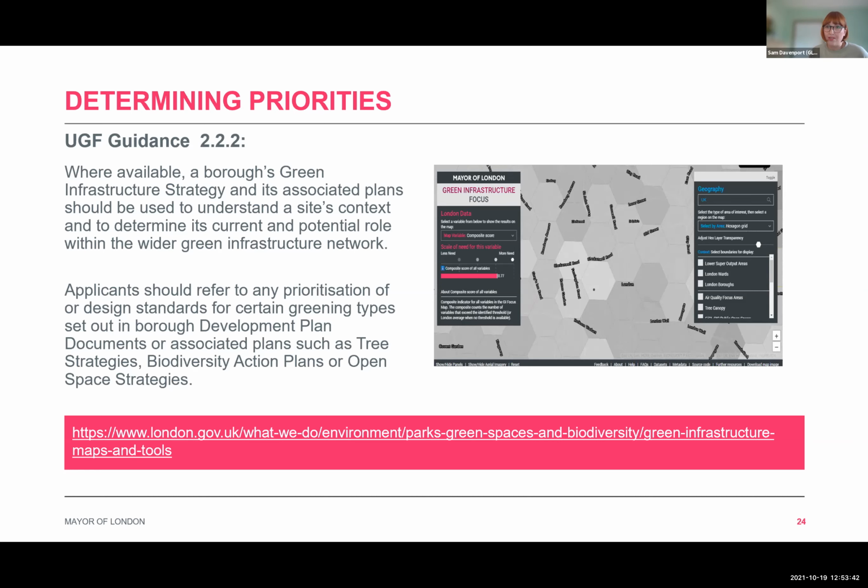or open space strategies. We've also published a number of data sets and tools that can help to make decisions about priorities, including our green infrastructure focus map. And this brings together a range of environmental and social data sets and highlights where there is more or less need for green infrastructure interventions and the kind of green infrastructure interventions that would be most relevant in a location.